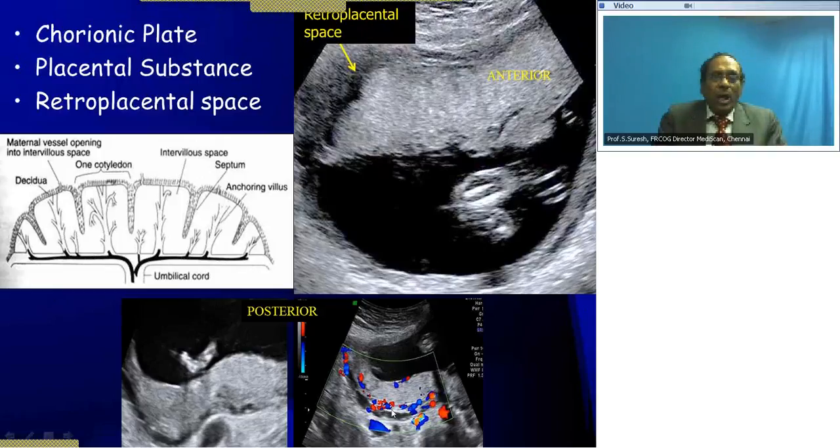Now, identifying the retroplacental space is absolutely important in every pregnancy, especially in pregnancies with a previous cesarean section or multiple D&Cs. The absence of this retroplacental space will tell us that this could possibly be an adherent placenta, and then we look for placenta accreta, increta, and so on and so forth. So the presence of this retroplacental space is very reassuring that we could actually exclude an adherent placenta.